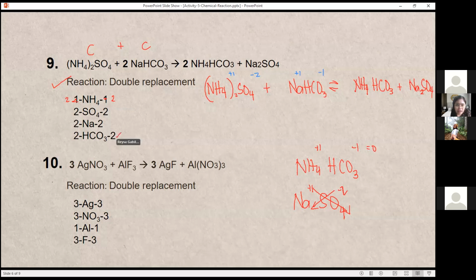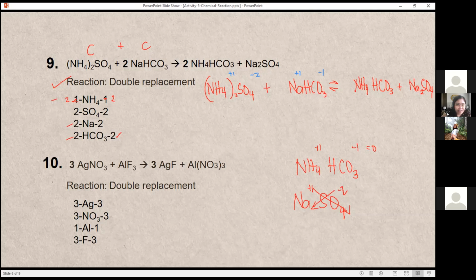And, naglagay kayo ng 2 dito, which means naging 2 si sodium. And then, kasama niya si bicarb. So, yes, this is 2 also. So, balance na yan siya dyan. The sulfate, what happened here? Okay, sulfate.